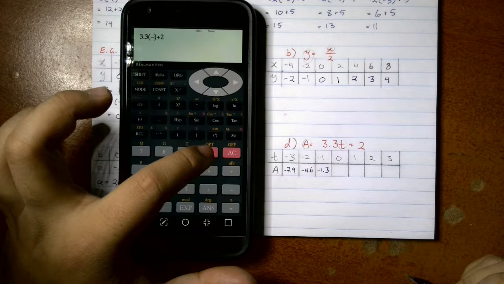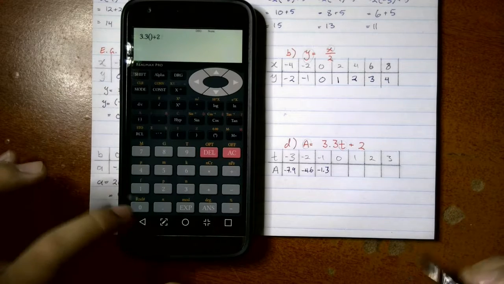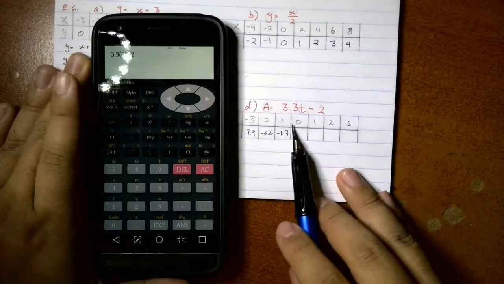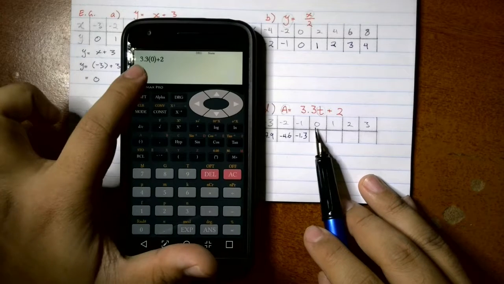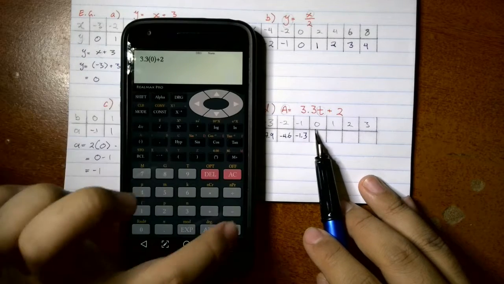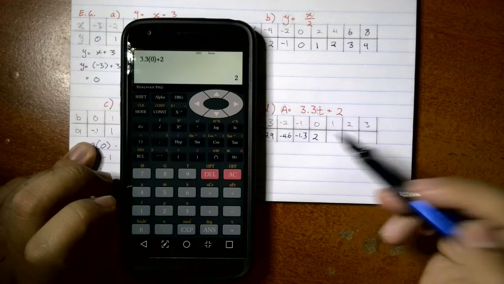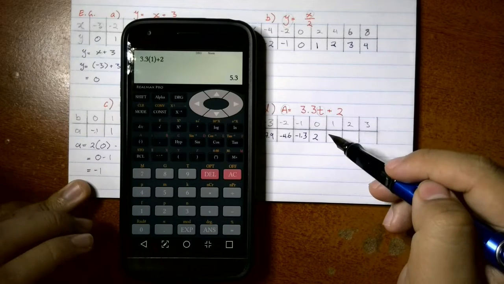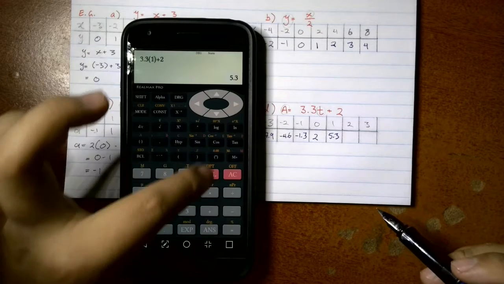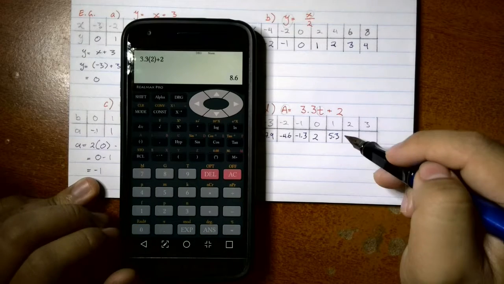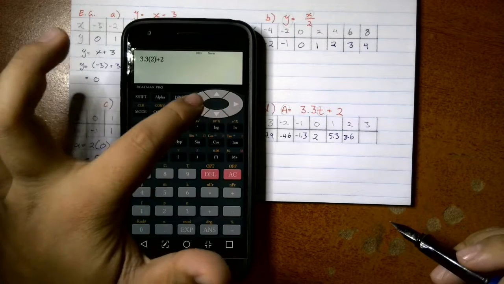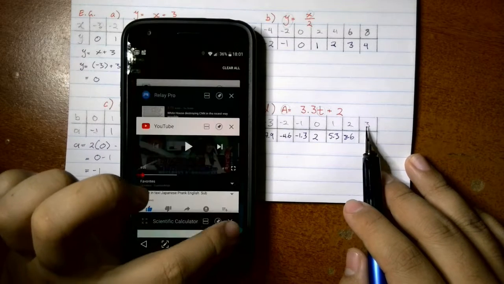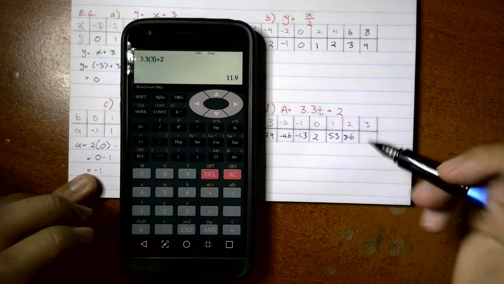Substituting the value of 0, because that's where we are now. So 3.3 times 0 plus 2 gives us +2. Substituting the value of 1 gets us 5.3. Substituting the value of 2, 8.6. And the value of 3, x equals 3, gets us the value of 11.9.